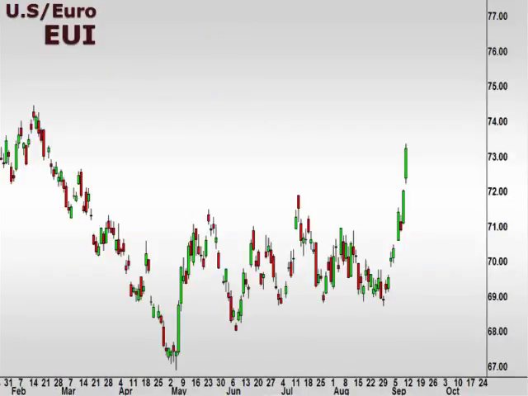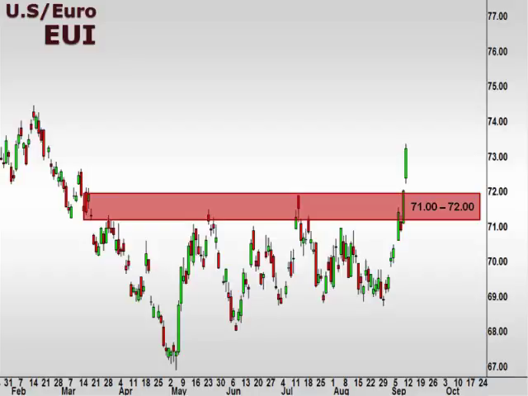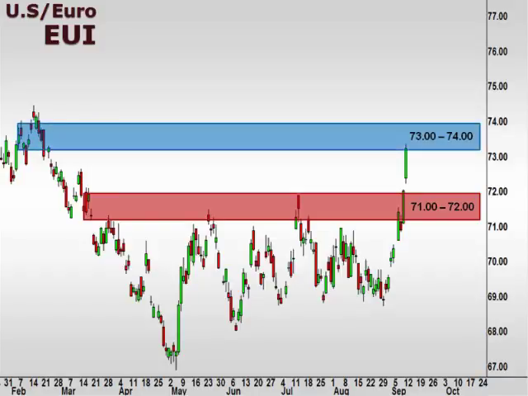Next up, the EUI, the US dollar versus the euro. Well, the EUI broke a major resistance level at 71.72. This level now assumes the role of support. 73.74 is a key resistance level, and we are cautious of a pullback at this point. However, the trend does appear to be to the upside.